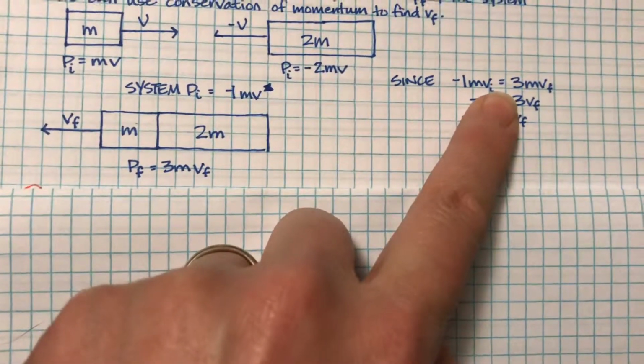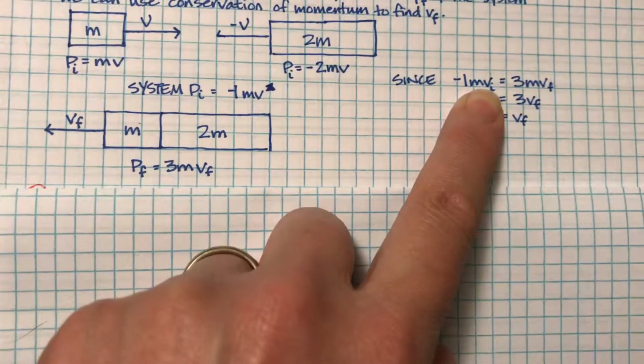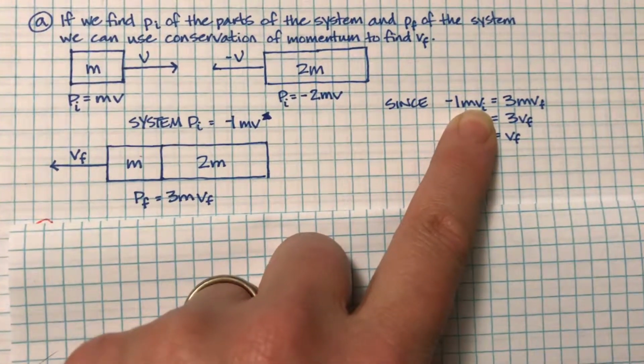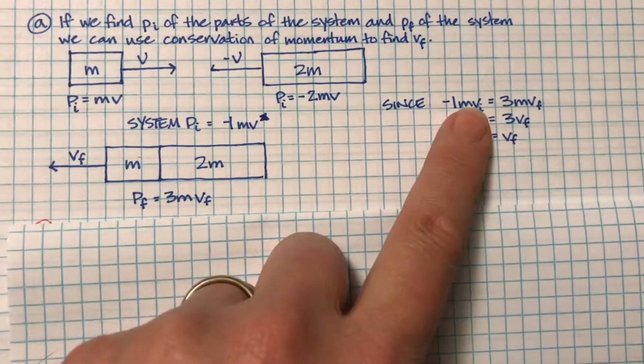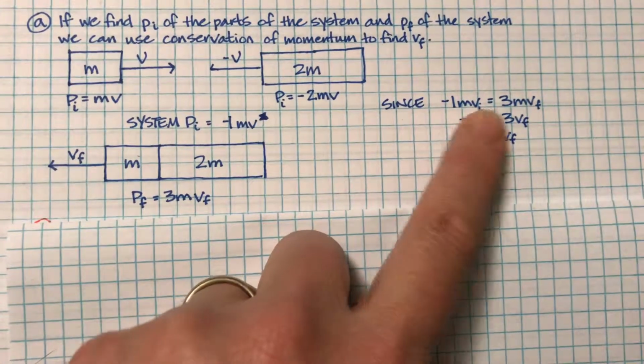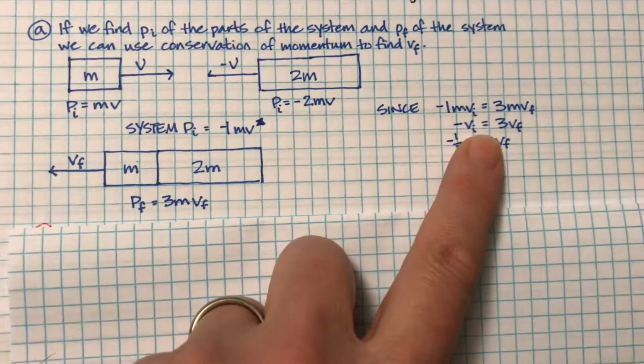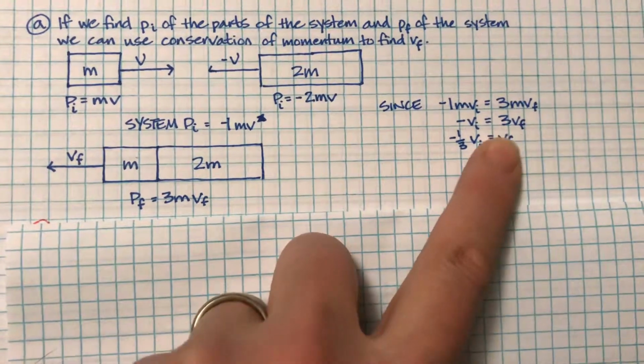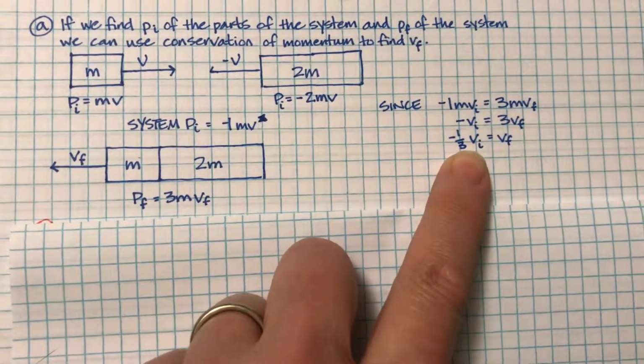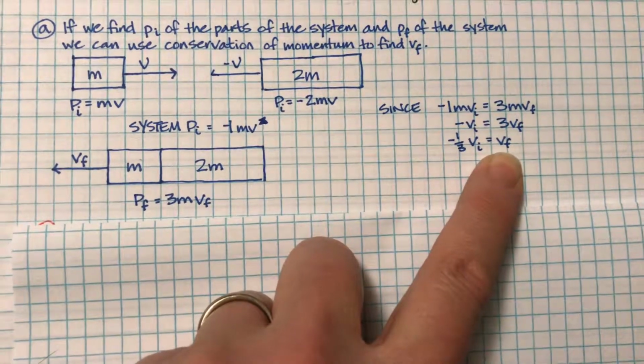We can compare these since we know that momentum has to be the same before and after the collision. We can say that the initial momentum is the same as the final momentum. We can plug those two things in there, and we can solve for final velocity. So minus 1/3 of initial velocity is final velocity.